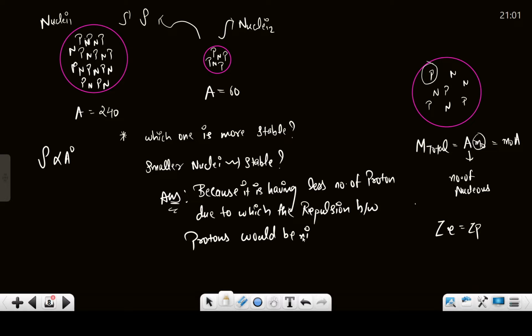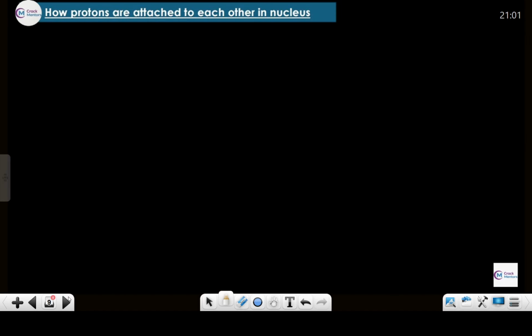Okay, that's why if the repulsion is minimum, then of course the nucleus is going to be more stable. I'm hoping that this slide is clear to you. And how protons are attached to each other in the nucleus, this is another question which arises.